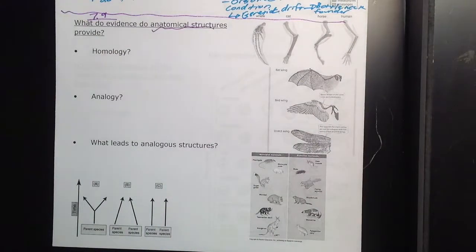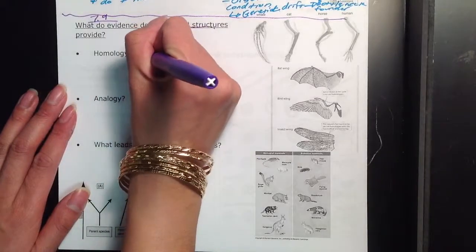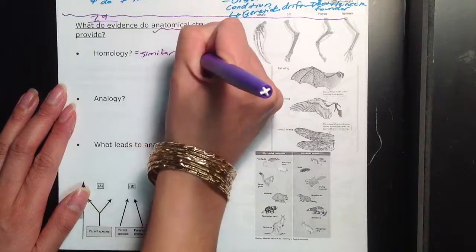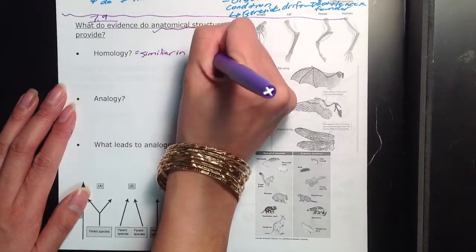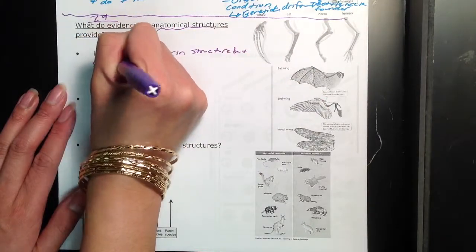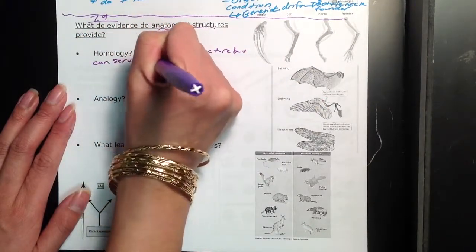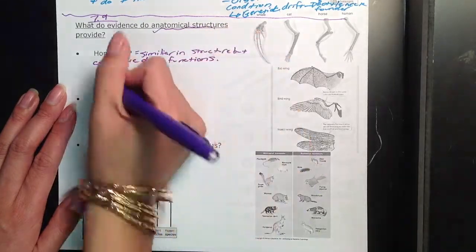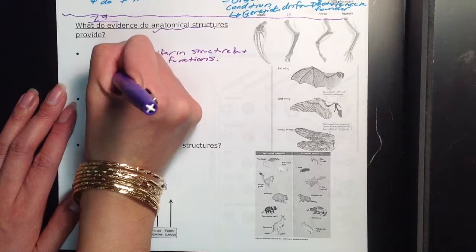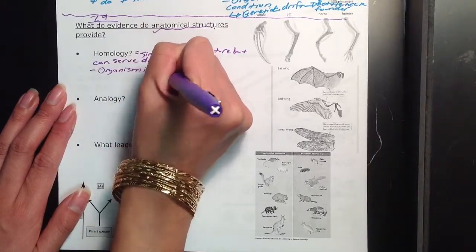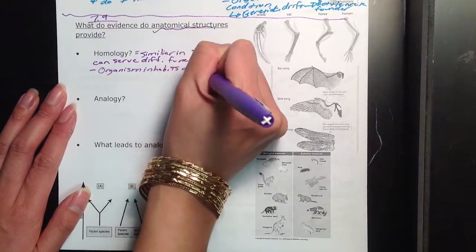So when you're looking, first of all, at homology, a homologous structure is a structure that is going to be similar in, we can say, format or structure and shape, but can serve different functions. For example, this might be helpful when an organism inhabits different environments.